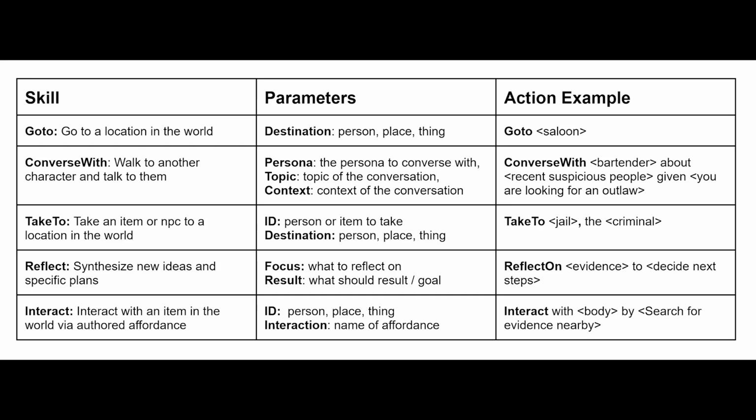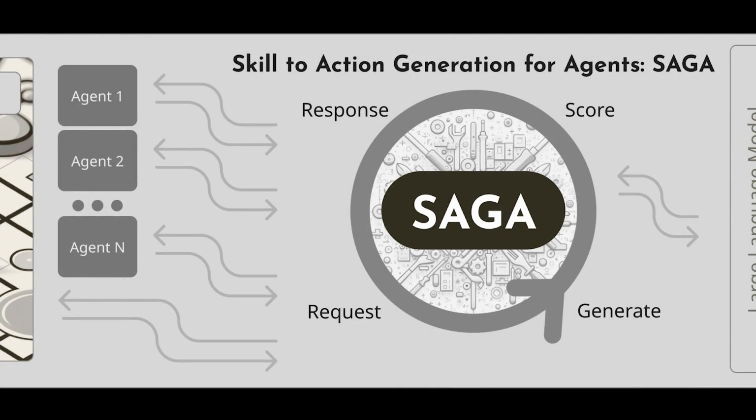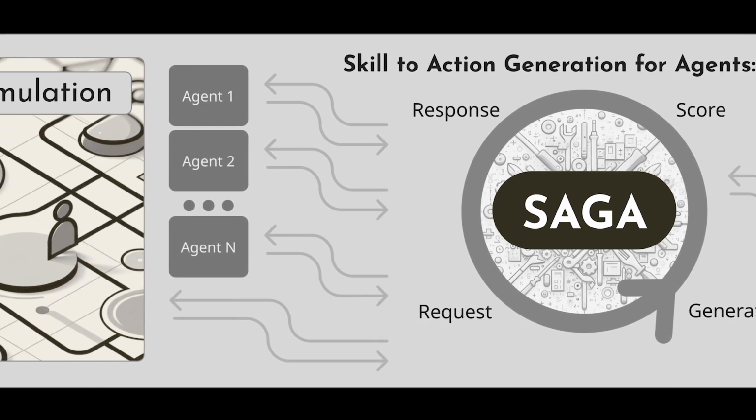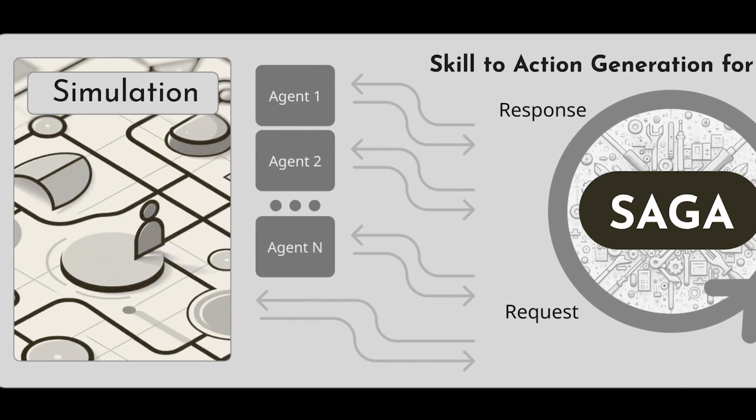Given a sheriff agent whose goal is finding a criminal, SAGA may use the go-to skill to enter the saloon and the converse-with skill to ask the bartender about suspicious patrons. SAGA is a bring-your-own simulation AI framework, and agnostic to the sim and sim-specific skills it's used with.